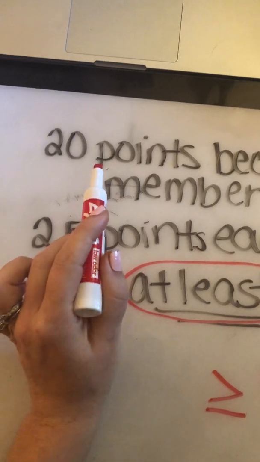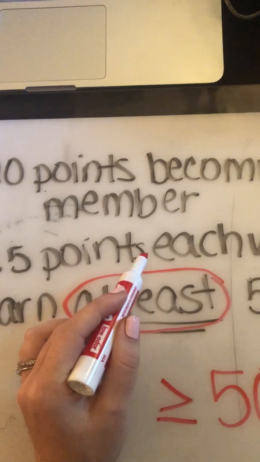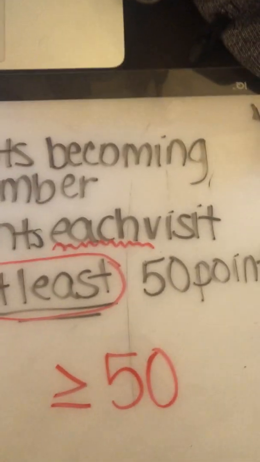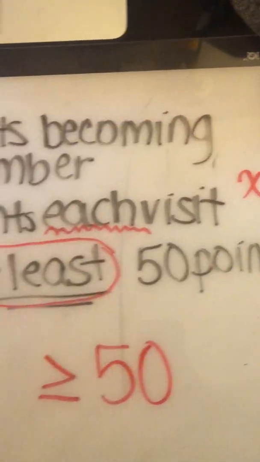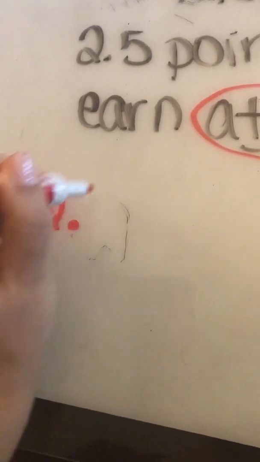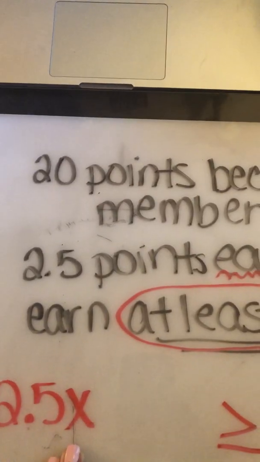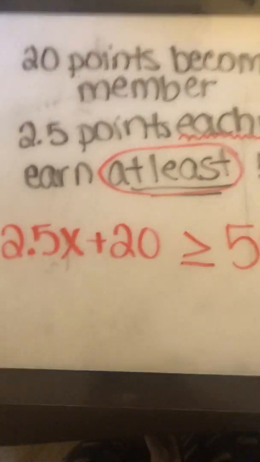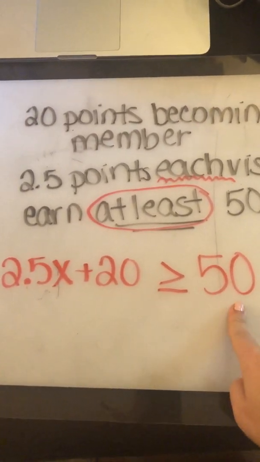Okay? I then earn 20 points for becoming a member and 2.5 points for each, here's this word again, each visit. Do I know how many visits I'm going to make? No, so this is my variable. We can use X. So let's write that. So I'm going to earn 2.5 times X for each visit I go, and I also get that additional 20 points for just becoming a member. And there's our inequality, 2.5x plus 20 greater than or equal to 50.